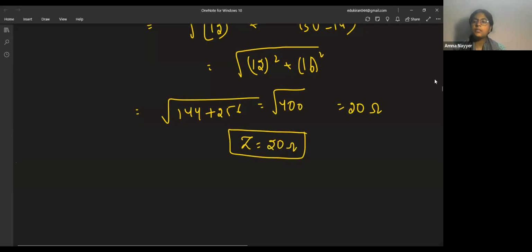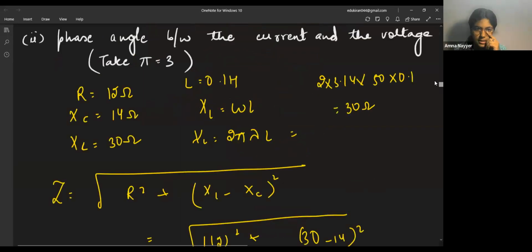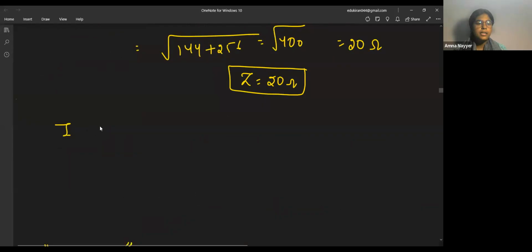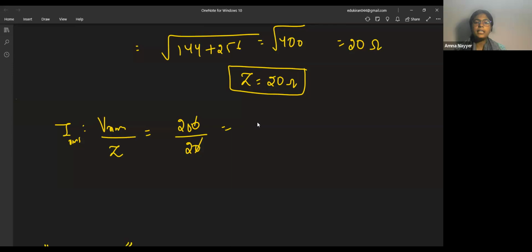Now, this was the question. We had to find out Z and the current in the circuit. Now see, current in the circuit is VRMS, when nothing is mentioned, it means IRMS divided by Z. This is 200 divided by 20. That becomes 10 ampere. This is the answer to the first part.